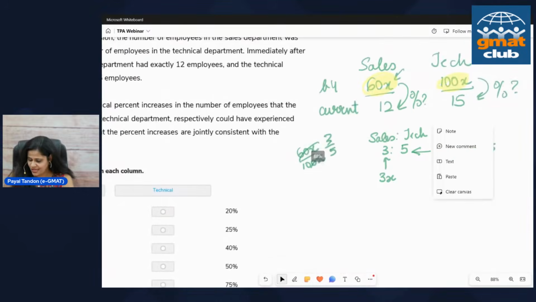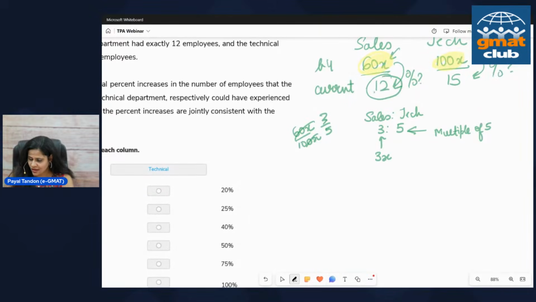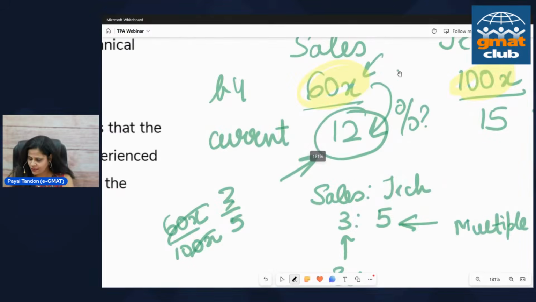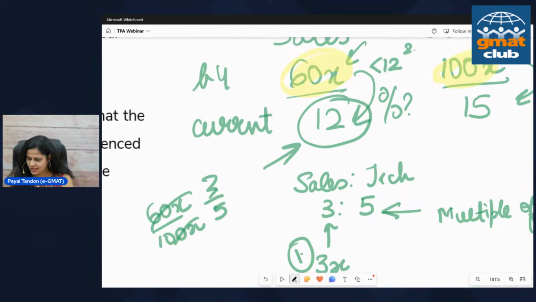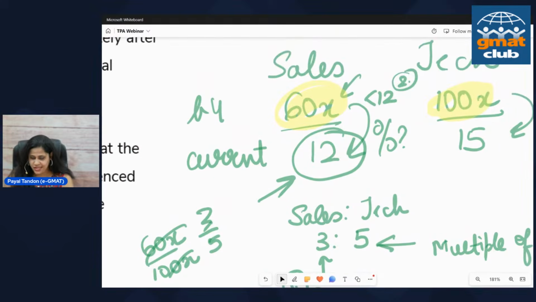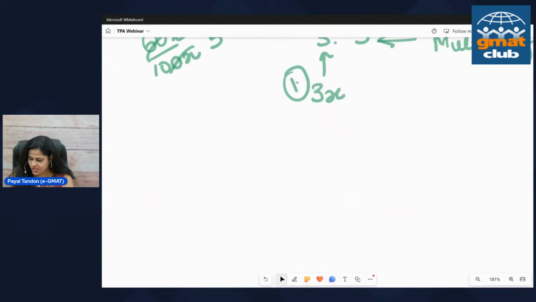What that means is that because our current value is 12 for the sales folks, this number before was actually less than 12. Okay. So now you have these two bits of information. One is that the number of salespeople before was a multiple of 3, and the other is that this multiple of 3 was less than 12, which means that the potential values of sales number were 3, 6, 9, right? On the other hand, for the tech department, accordingly, this would be 5, 10, 15.